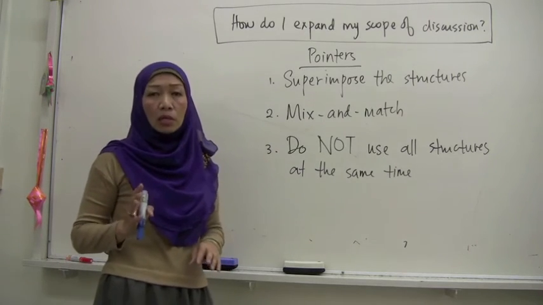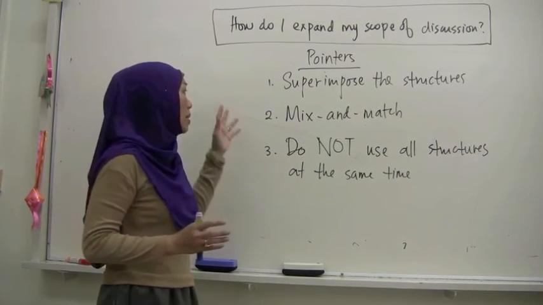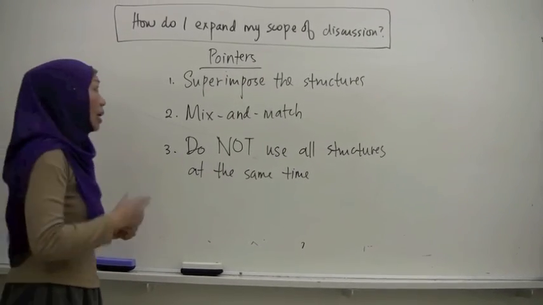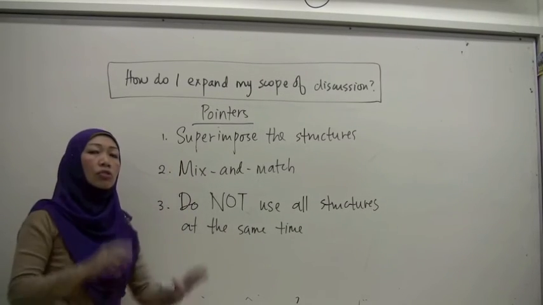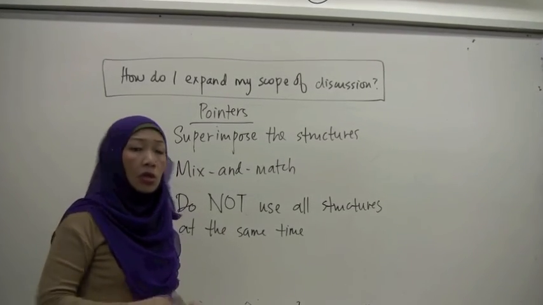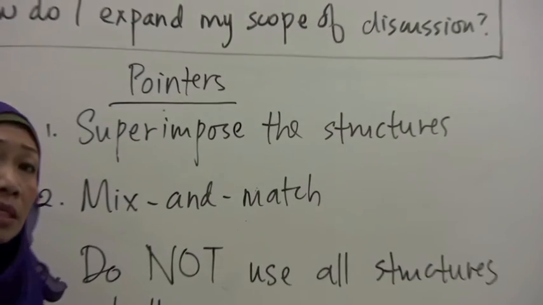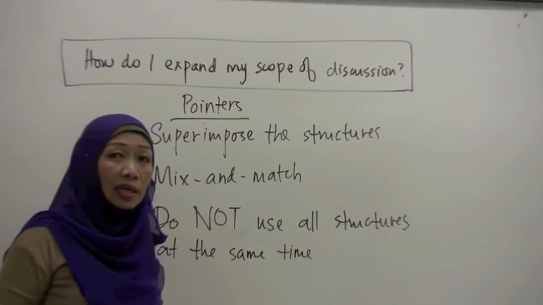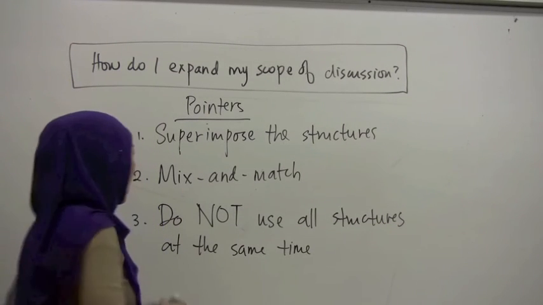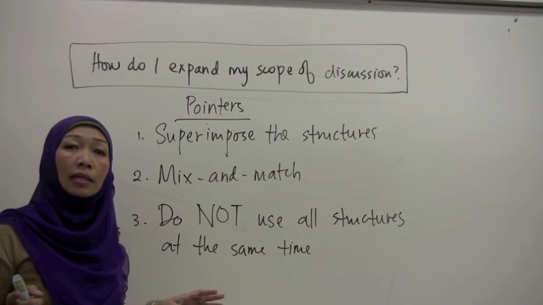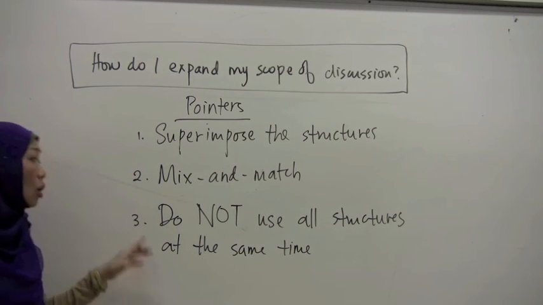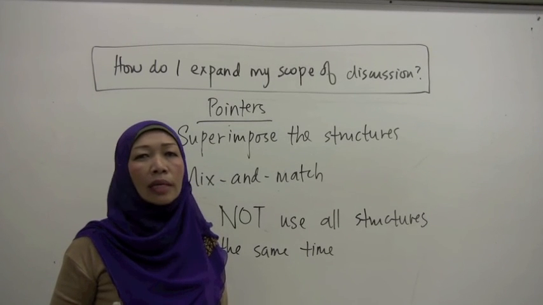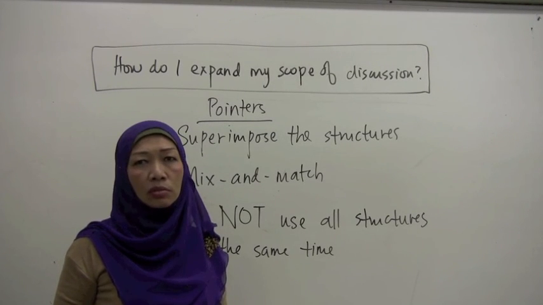So when you're brainstorming to expand the scope of the discussion, remember these 3 pointers. Just now I gave you 5 different ways of brainstorming, right? Remember that you can superimpose the structures on each other. That means you can talk about women's issues in the developing world. So you're using gender and developing world, right? So mix and match wisely. And finally, do not use all structures at the same time. You'll end up writing a novel that you will never finish. And you have an hour and a half.